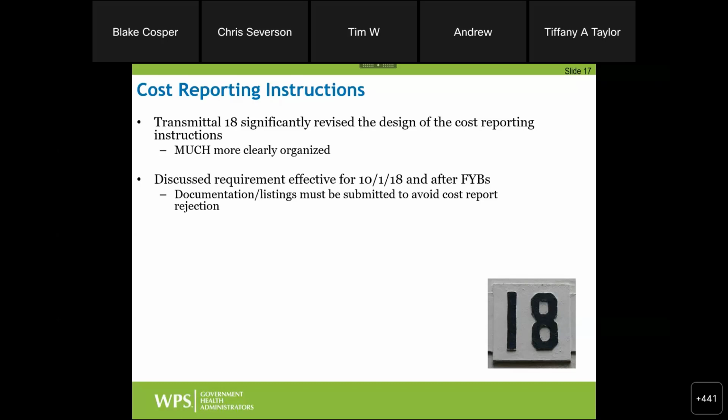It's basically kind of an attestation that here's what we want you to audit. Here's what we want to report.